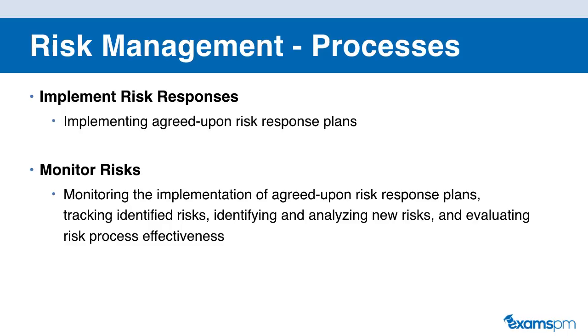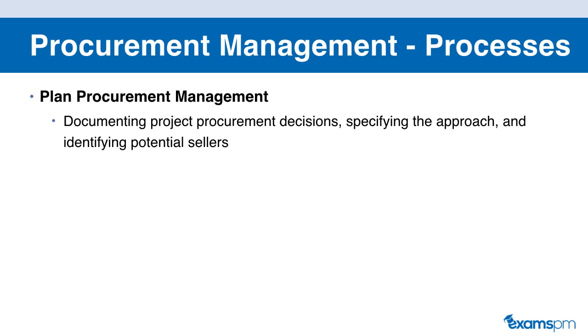So we're constantly identifying new risks and coming up with plans to deal with them. This is not just a process that you do once and forget about for the rest of your project. Now let's move on to procurement management. The first process in this knowledge area is plan procurement management. This is a process where you're documenting the project procurement decisions, specifying the approach for procurement, and identifying potential sellers. Now, if you don't have sellers on your project, then you can skip this knowledge area altogether.